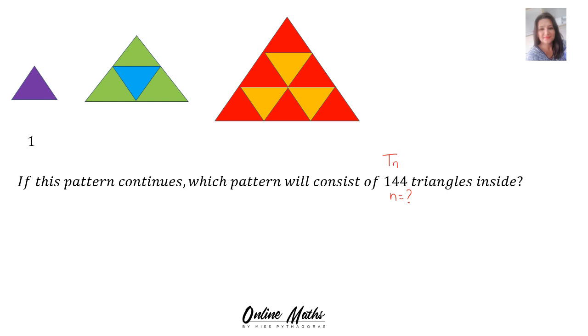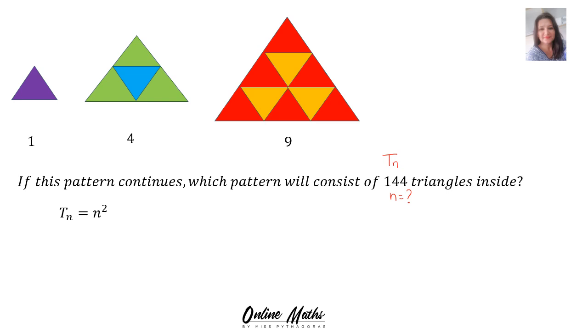On the first one, there's 1 triangle. Then there's 4 triangles. Then there's 9 triangles. So this is a very special sequence, and it's 1, 4, 9. Do you agree that's the sequence for perfect squares? And then the general formula is Tn is equal to n squared.